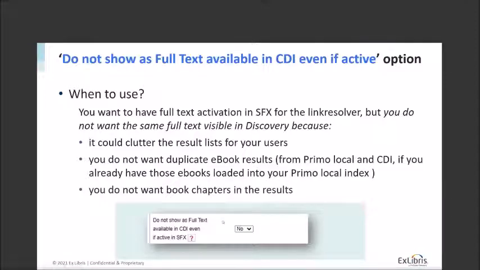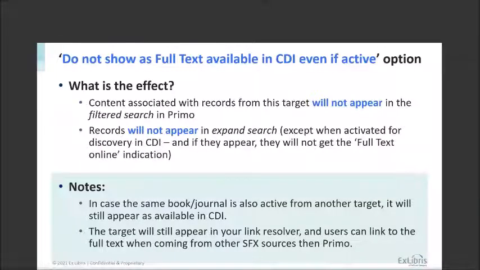So this is what the option looks like in SFX. Content associated with the records from this particular target will not appear in the filtered search in Primo. It's a setting on the target level. So it means that you set it for a target, all of the content of the target will be taken out of the CDI holdings file, the export to CDI, and the records will not show up in the filtered search. It will also mean that the records will not appear in the expanded search, except if you've used discovery activation in CDI, but they will not get the full text online indication.